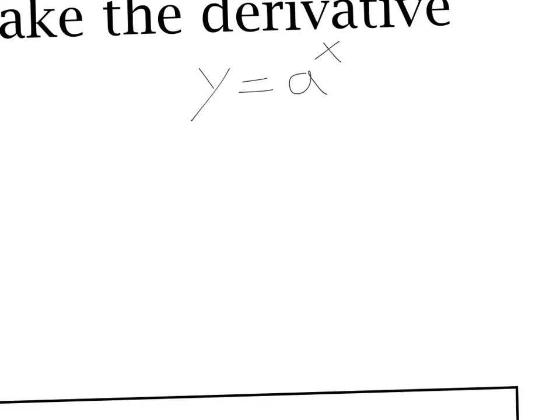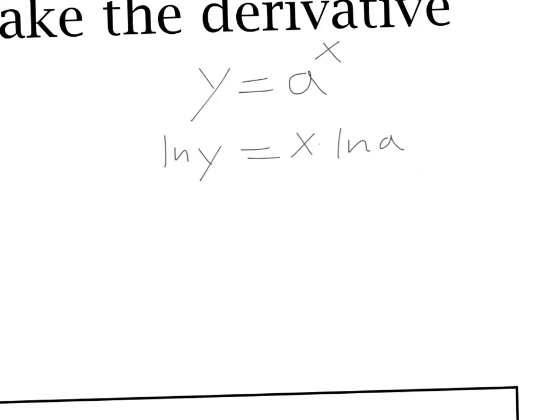You can't differentiate this as it is. But what you can do is you can take the natural log of both sides. And if you do that, you'd have the natural log of a, and instead of to the x, you can move the x out front. And now really what you're looking at is the natural log of y equals x times a coefficient of ln of a. This is just a number, remember? So this is just a coefficient.